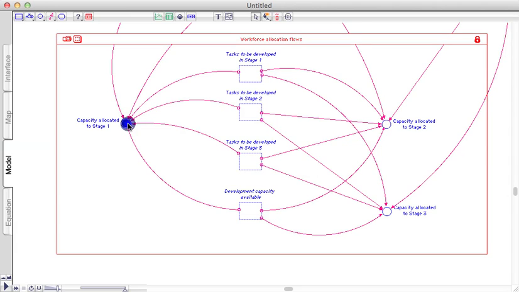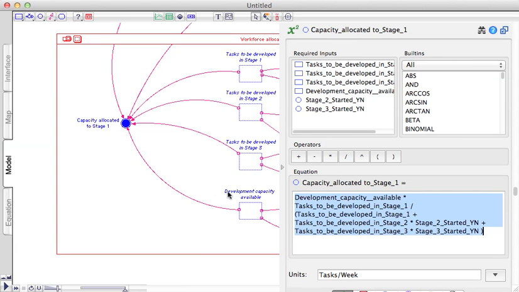What you get is that, for instance, the capacity allocated to stage 1 is really the tasks to be developed in stage 1 divided by all these 3. Well, not quite actually, because only once they have started. If they have not started, as you have here in stage 2 and stage 3, then this value becomes 0, because you do not need capacity for a stage that hasn't started. These are Boolean values, as we saw in clip number 3, that become 1 as soon as that stage has officially started and stay at 0 when it has not yet started.